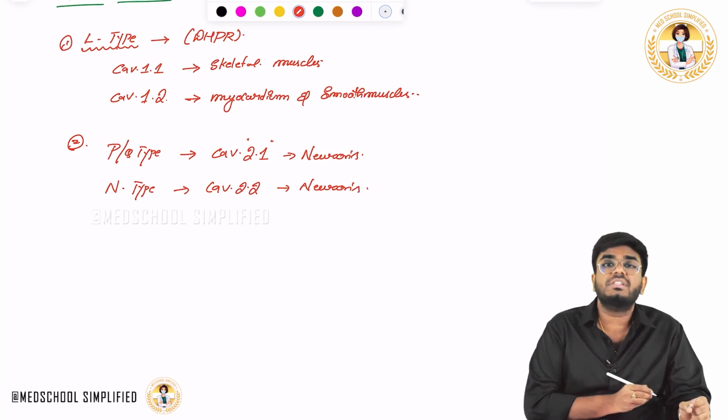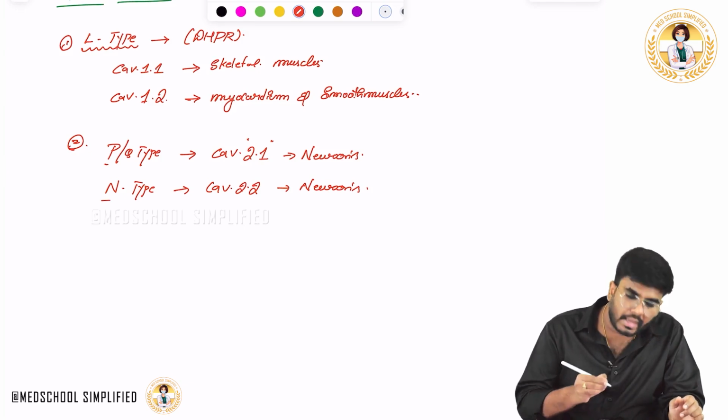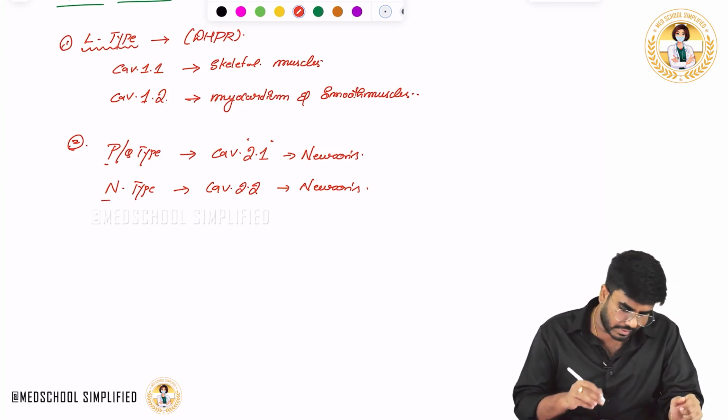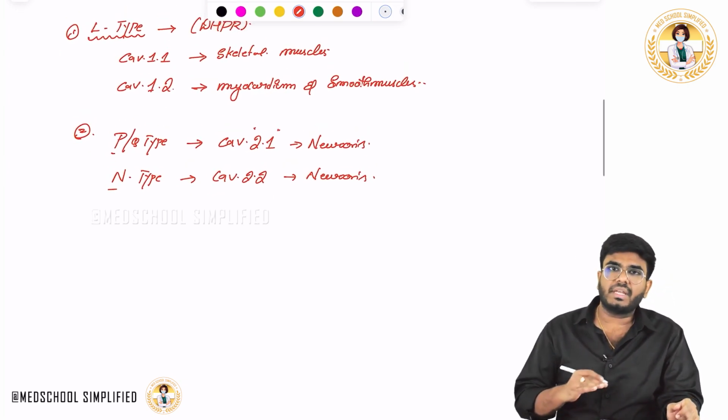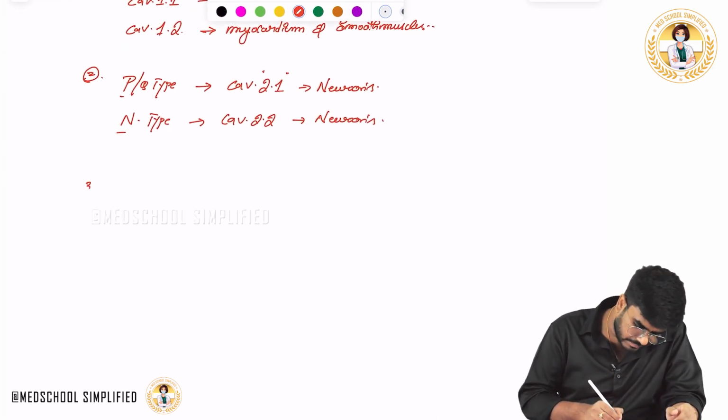So on the neurons, which types of calcium channels are present? P type and N type. So how many are completed? L type completed, P type completed, N type completed. Now the next type is called the T type calcium channels.